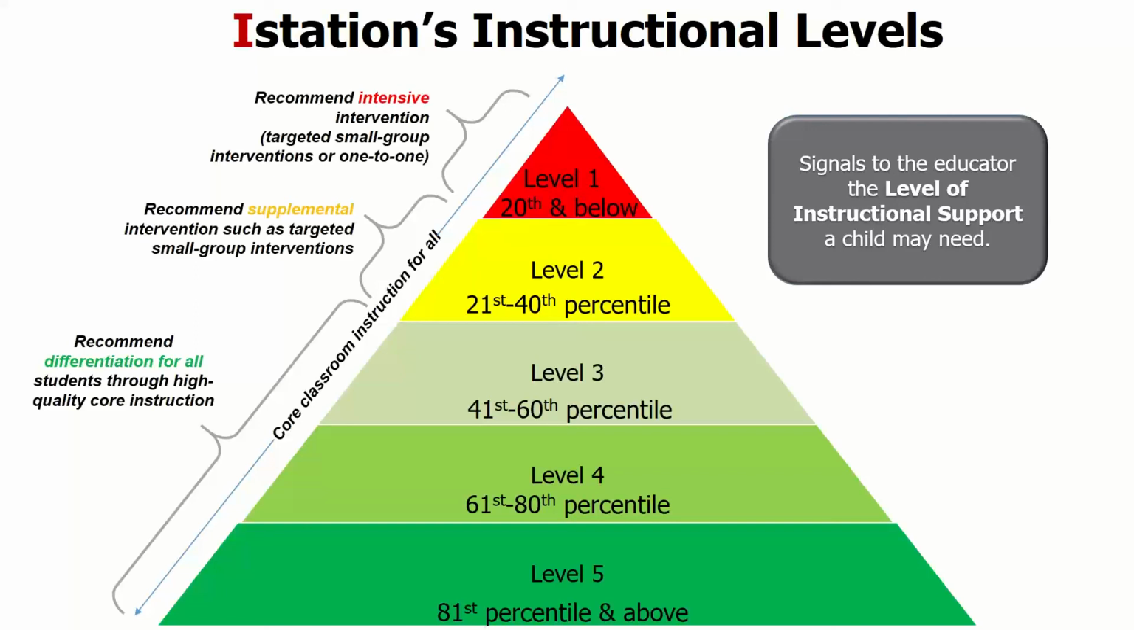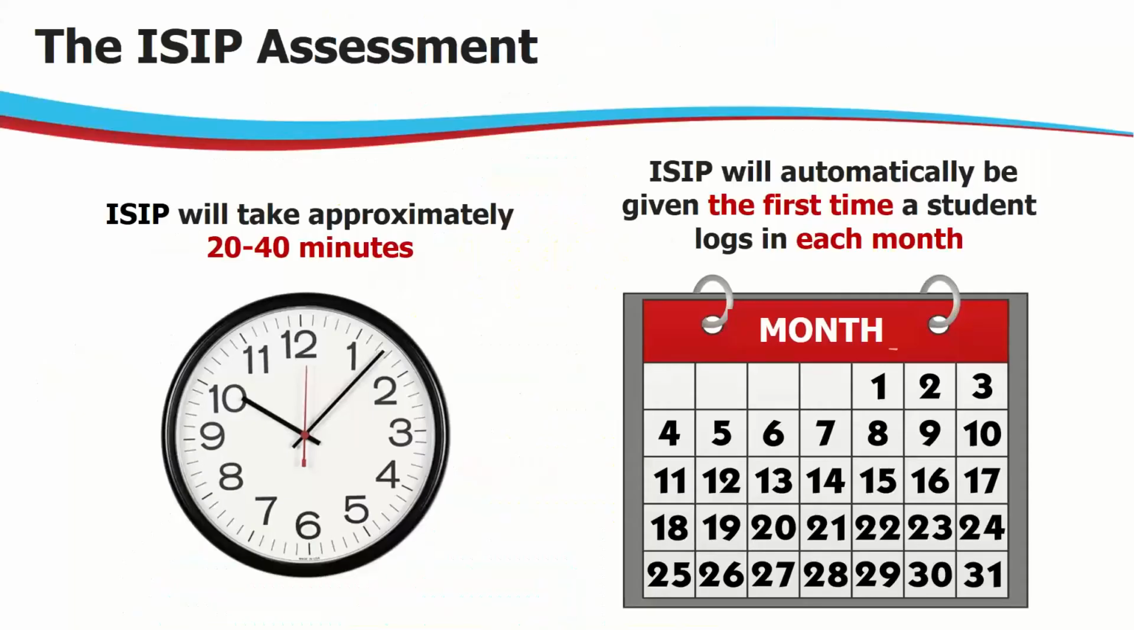And so we're still working with the state. We're still working with your district leaders to give you information as we get further down the road on the proficiency cut scores for you. But again, this information is meant more to signal to you the level of instructional support that your students will need. The ISIP assessment will take approximately 20 to 40 minutes. And the reason, our goal here, was we wanted to be able to give you a screener that gave you the ability to assess quickly so that we could give you instructional time back in your day.